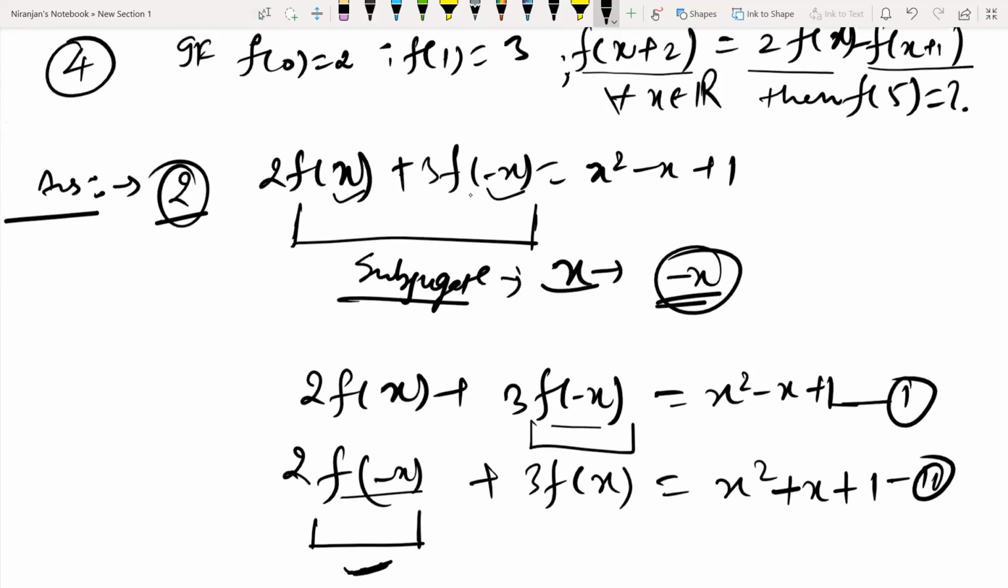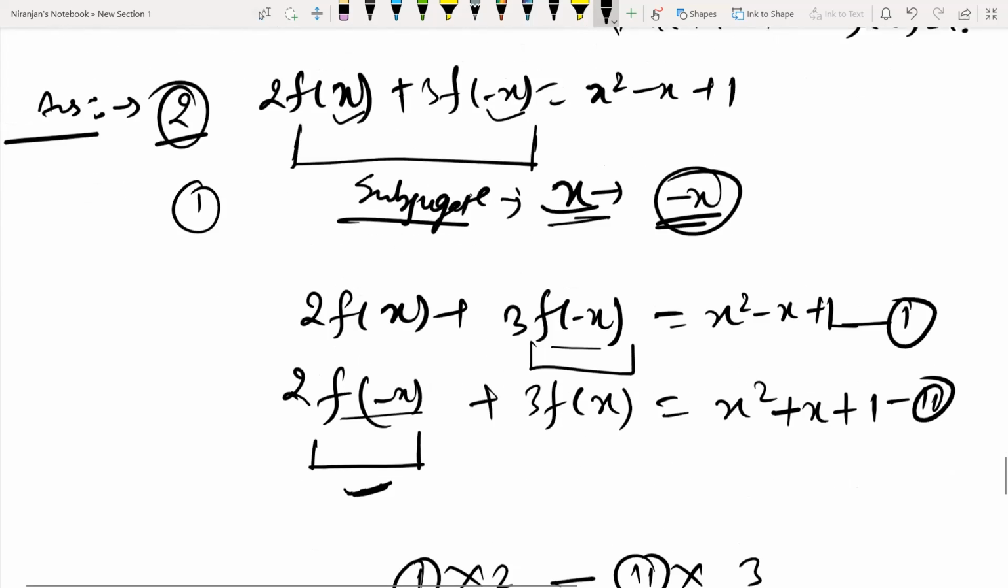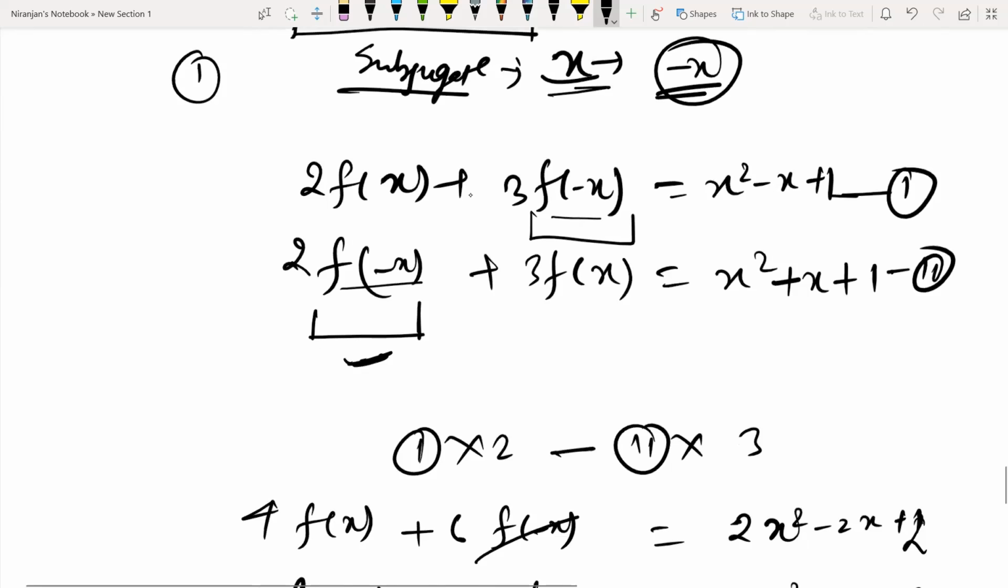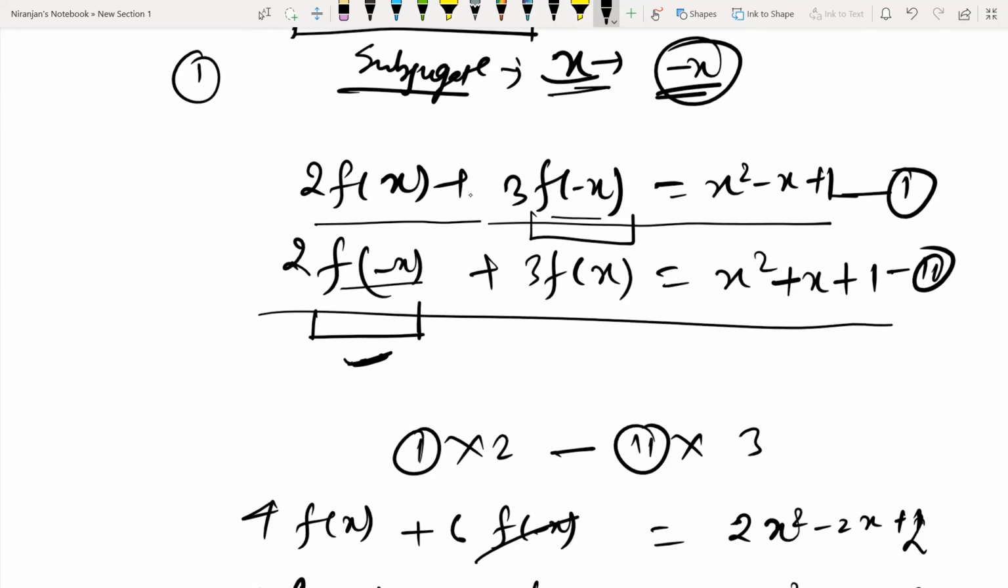So if you have this kind of problem, what exactly do you do? Step one is basically you replace x with minus x. Second step, the first equation that you are given is your first equation. When you replace x with minus x, you get your second equation.